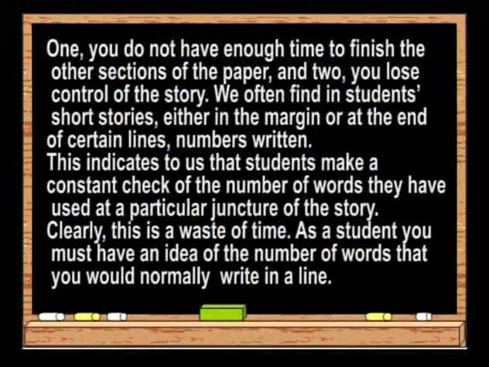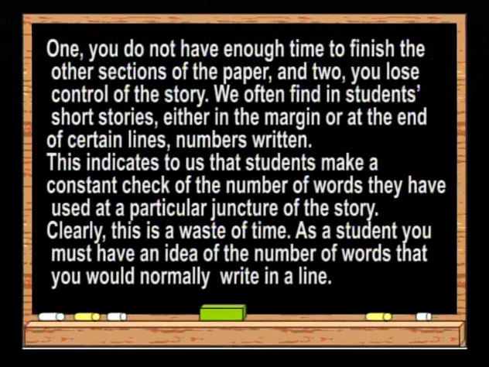Two things are likely to happen. One, you do not have enough time to finish the other sections of the paper, and two, you lose control of the story. We often find in students' short stories, either in the margin or the end of certain lines, numbers written. This indicates to us that students make a constant check of the number of words they have used at a particular juncture of the story. Clearly, this is a waste of time.